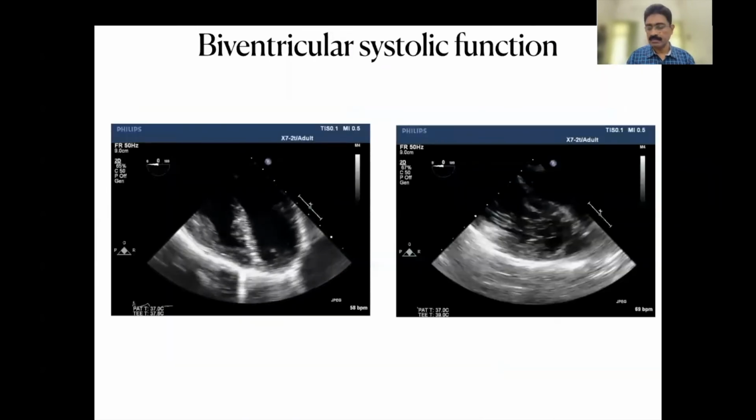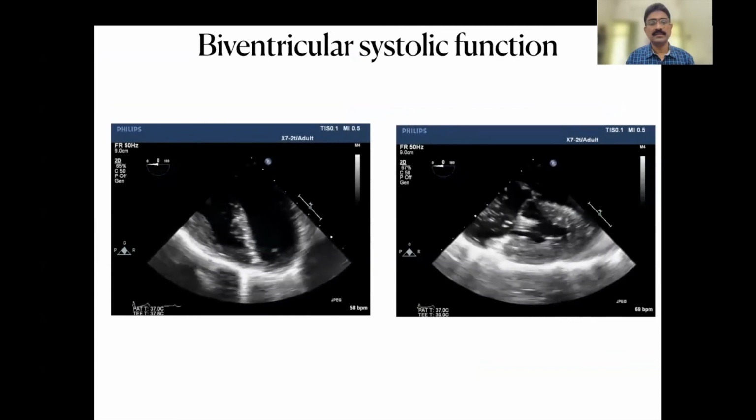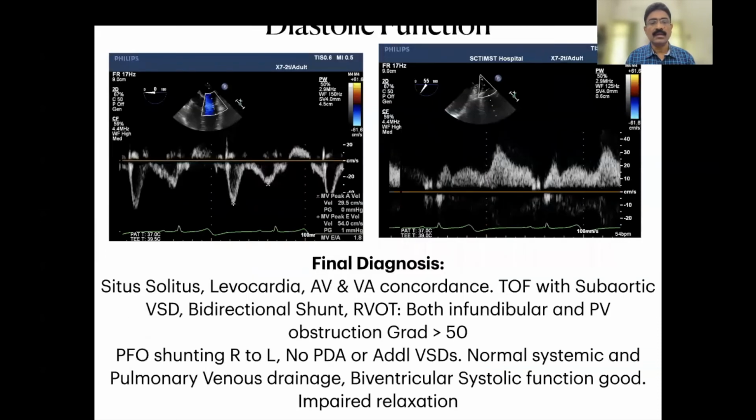And looking at the biventricular systolic function here, this is a case of tetralogy with RV hypertrophy and diastolic dysfunction of the LV also. So in this case, the final diagnosis was situs solitus, levocardia, atrioventricular and ventricular arterial concordance, tetralogy of Fallot with subaortic VSD, normal position of the VSD, with a classical bidirectional shunt. The right ventricular outflow tract has both infundibular and pulmonary valvar obstruction with the gradient more than 15 millimeters.